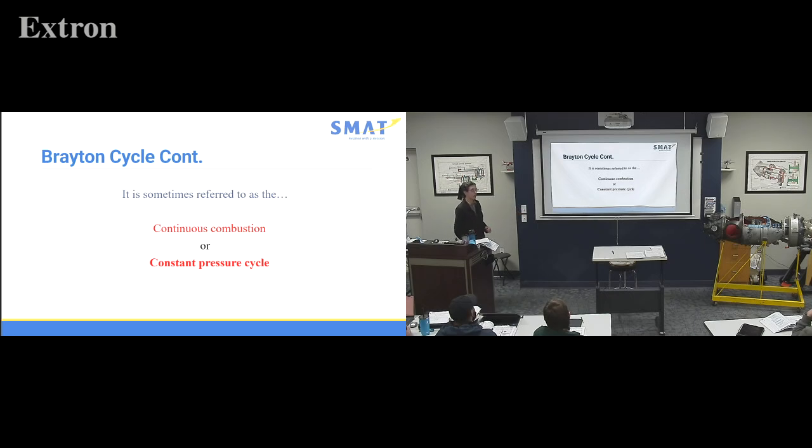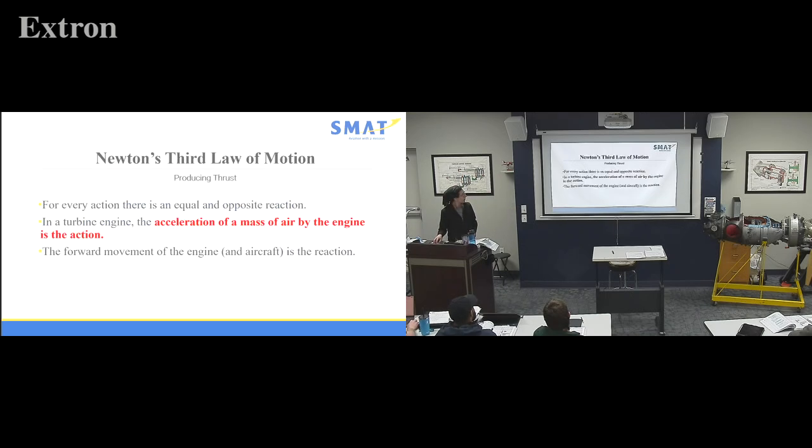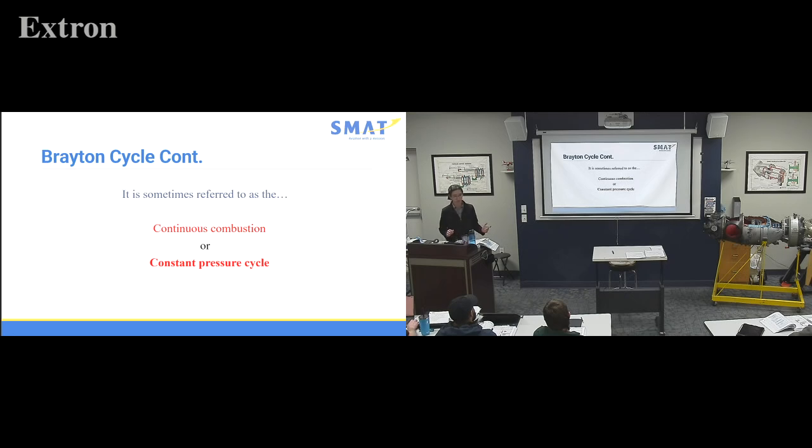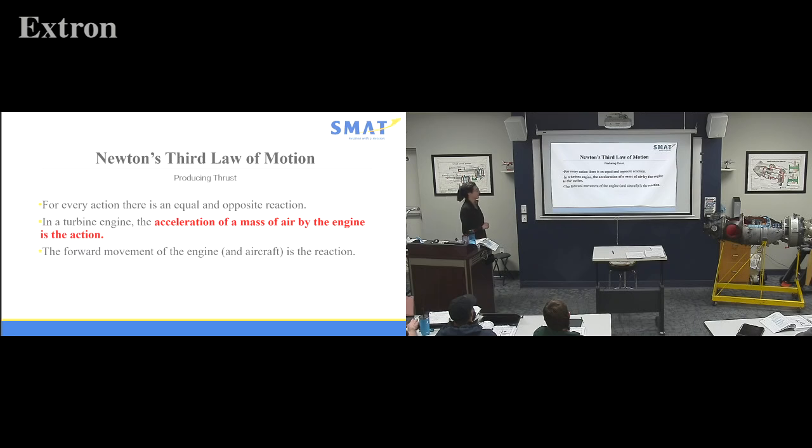Conditions or constant pressure cycle. Oh, what's Newton's third law? Excellent. For every action, there is an equal and opposite reaction. In a turbine engine, acceleration of the mass of air by the engine is action. Forward movement of the engine is reaction.